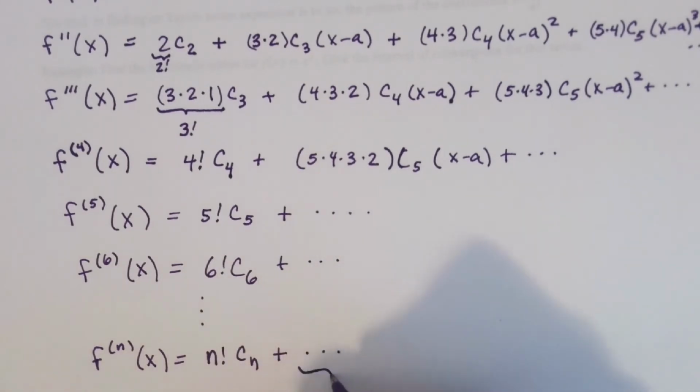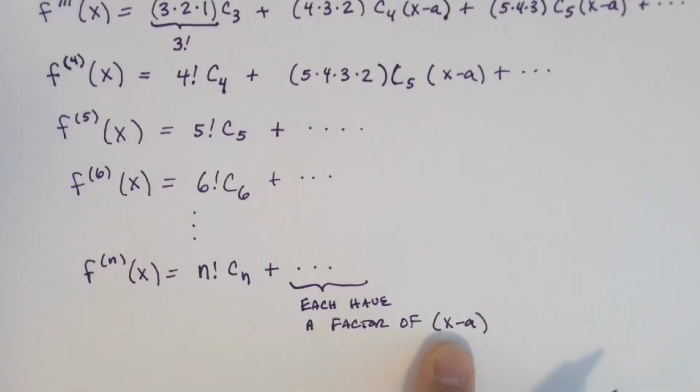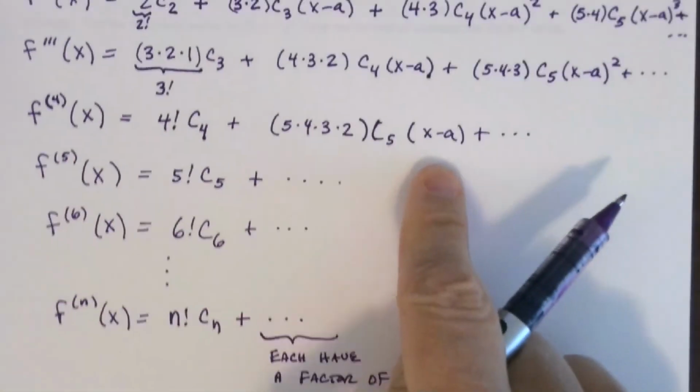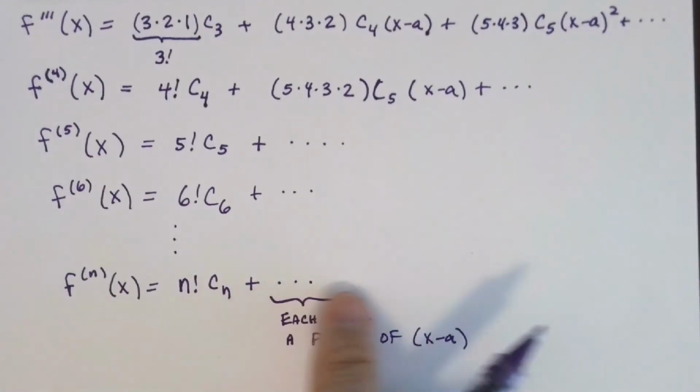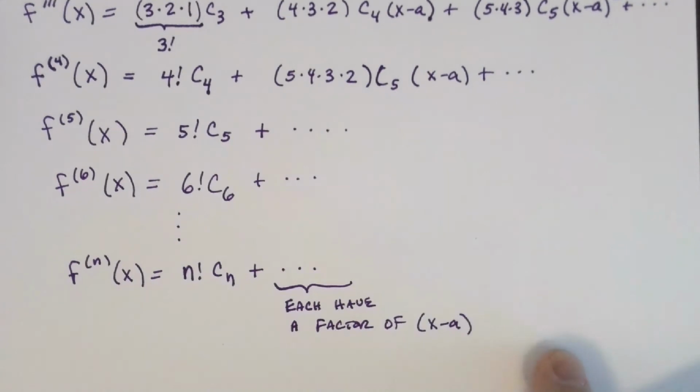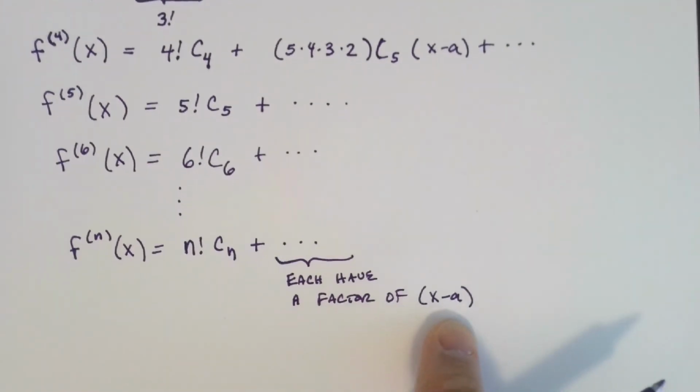And I'll just have you note that each of these has a factor of x minus a. It's either x minus a, or x minus a squared, or x minus a cubed, and so on, all the way, this goes on forever. All those have a factor of x minus a. Okay. So here's the neat thing now.